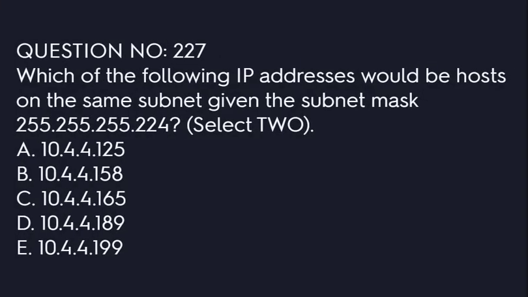Question 227. Which of the following IP addresses would be hosts on the same subnet given the subnet mask 255.255.255.224? A. 10.4.4.125, B. 10.4.4.158, C. 10.4.4.165, D. 10.4.4.189, E. 10.4.4.199. C, D.